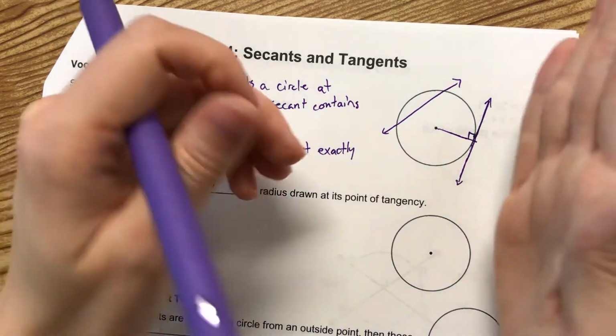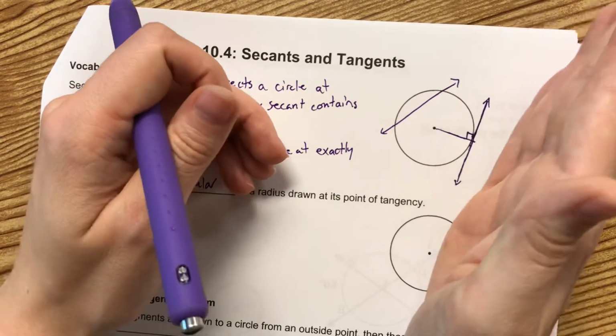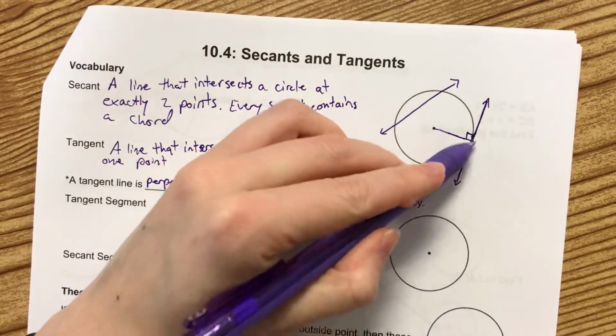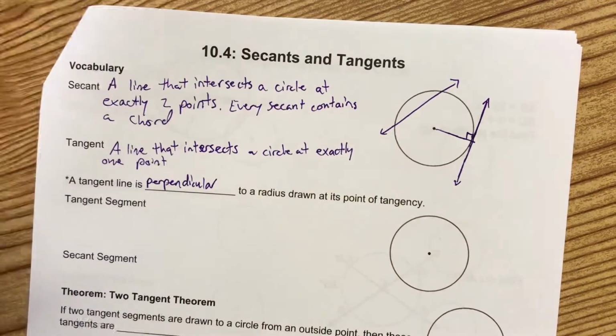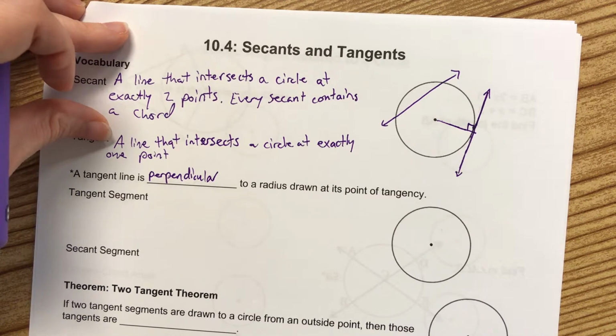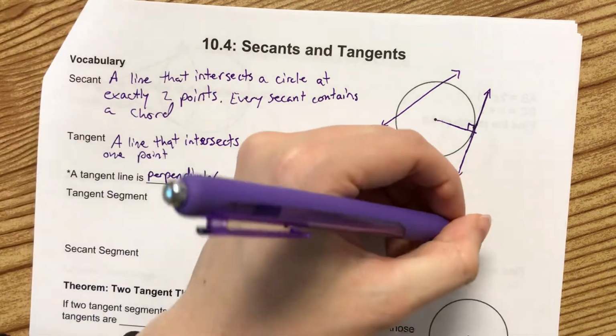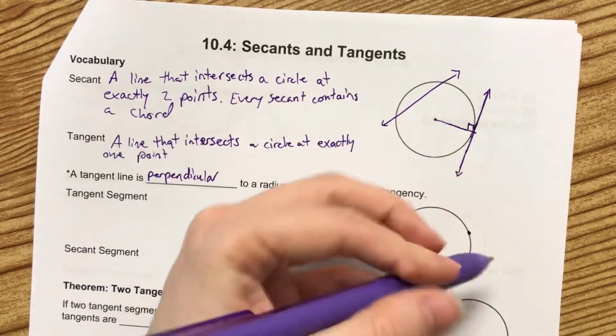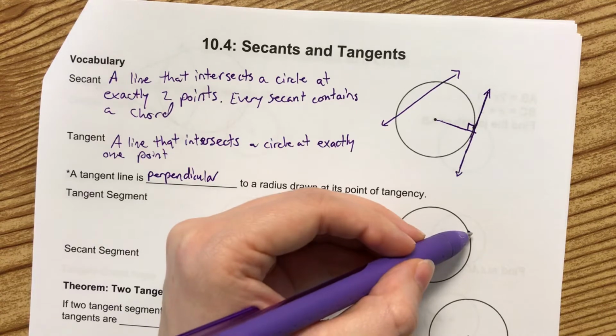So we can't make this line go tilted in or tilted out, because if we did, it would run into the circle more than one time. It needs to only hit the circle once. All right, so let's talk about the segments that we can make with tangents and secants. So a tangent segment has its endpoint on a tangent line.